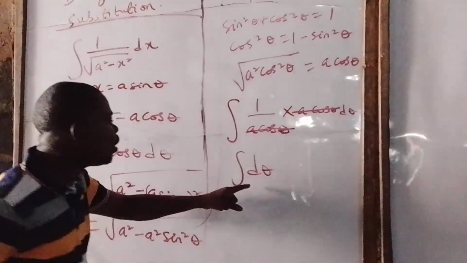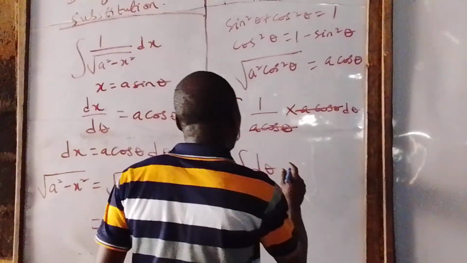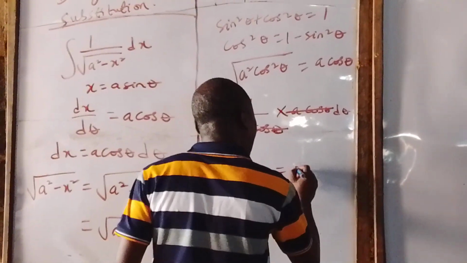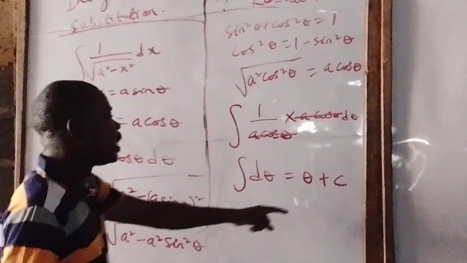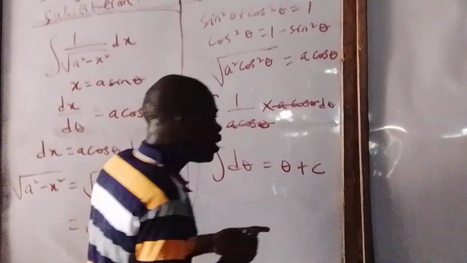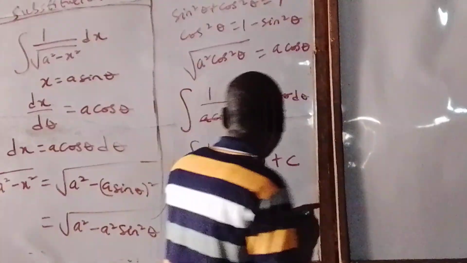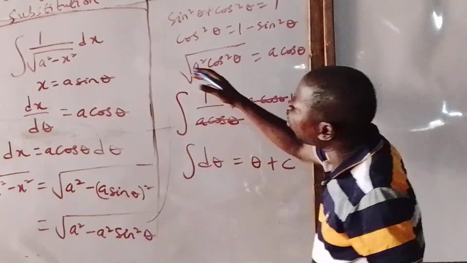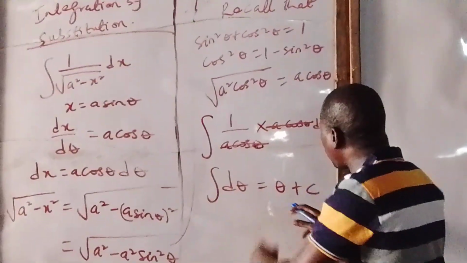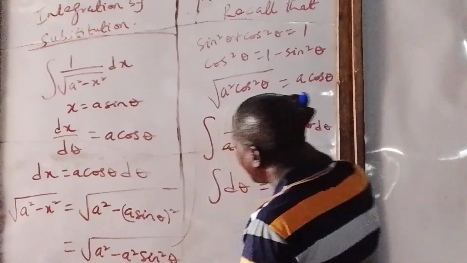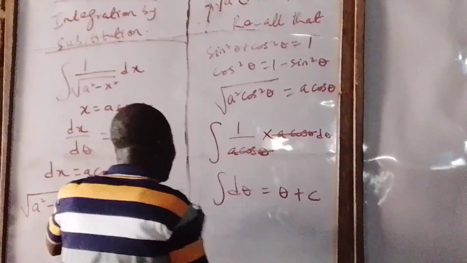Now, the integration with respect to theta is theta plus c, where c is an arbitrary constant. But we are not done yet. Why are we not done? Because the question is in terms of x. So we just need to convert that theta back to x. Now we come back here.